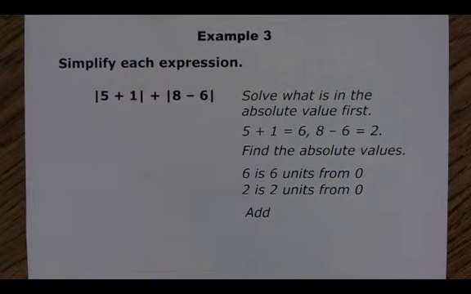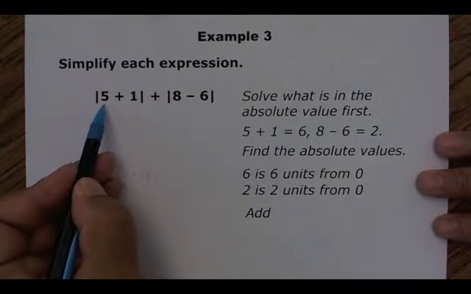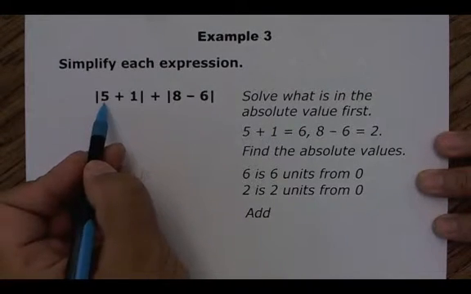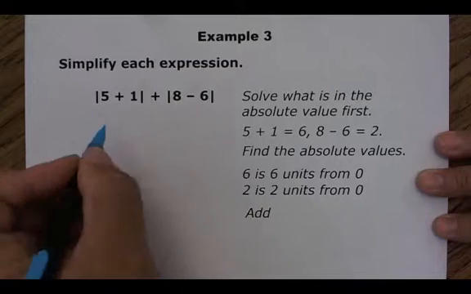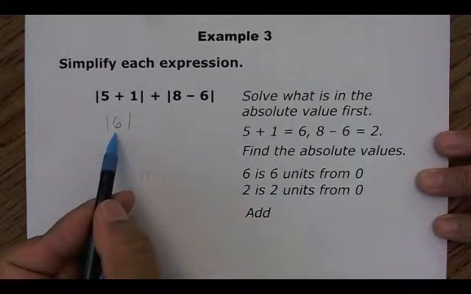Example 3 for absolute values. Simplify the expression absolute value of 5 plus 1 plus the absolute value of 8 minus 6. So in order to do this problem, first we have to do the first absolute value, which is the absolute value of 5 plus 1. Okay, we do 5 plus 1 first. 5 plus 1 is 6, so that leaves us with the absolute value of 6.